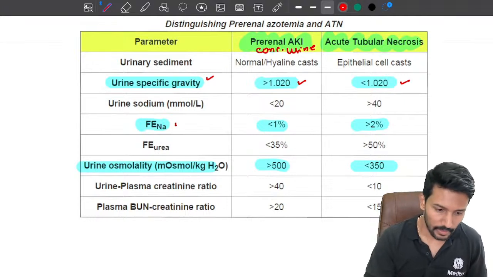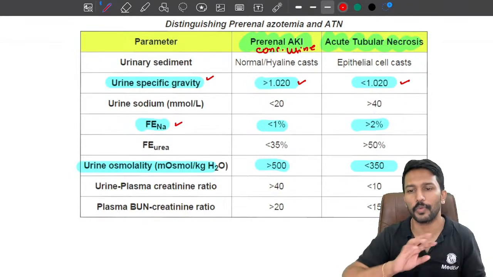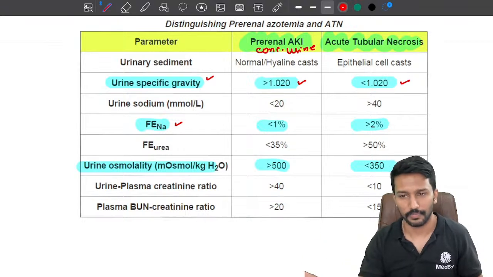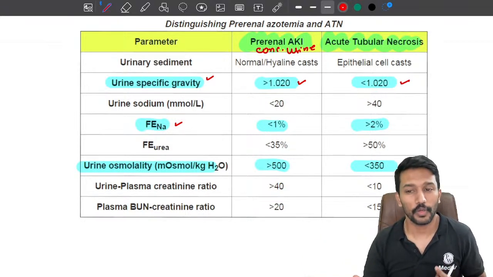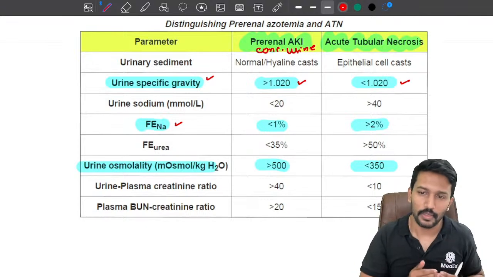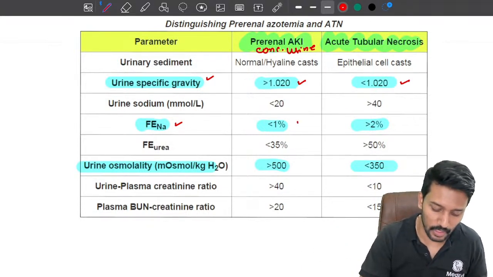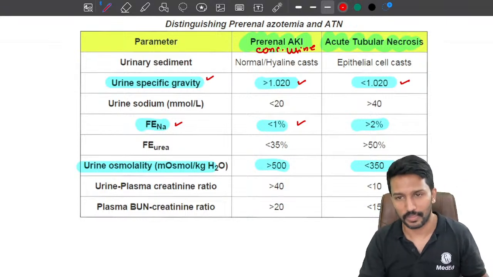Okay. Second, fractional excretion of sodium. So from the filtrate, what percentage of sodium is lost in urine? In case of pre-renal AKI, because there is activation of RAS, aldosterone will make you reabsorb most amount of sodium. So you will excrete less amount of sodium in urine. So your FeNA will be less than 1%.